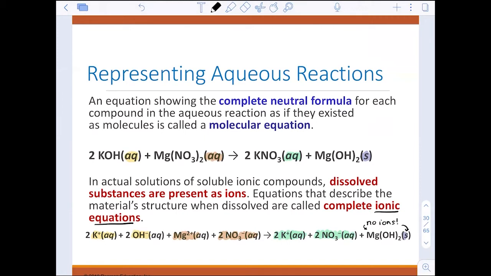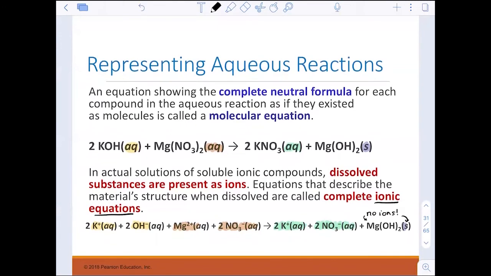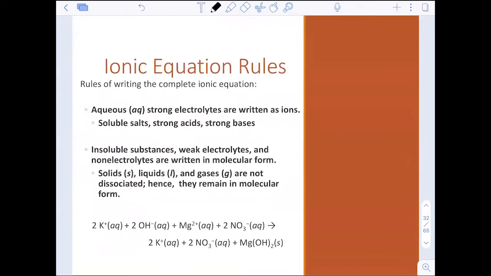So why is this important? Well, it gets to the overall idea of what's actually happening in this reaction. Now, an ionic equation has a couple of rules, and those are the ones we just went through. Aqueous things are strong electrolytes, so they should be written as ions. Soluble salts, strong acids, strong bases. We'll get to those strong acids and strong bases in a little bit. Insoluble substances or weak electrolytes or non-electrolytes, all of these do not like to produce ions. And so when we look at them in the actual ionic equation, they are stuck in their formula unit or their molecular formula. They do not separate. They do not get to dissociate into the ions.